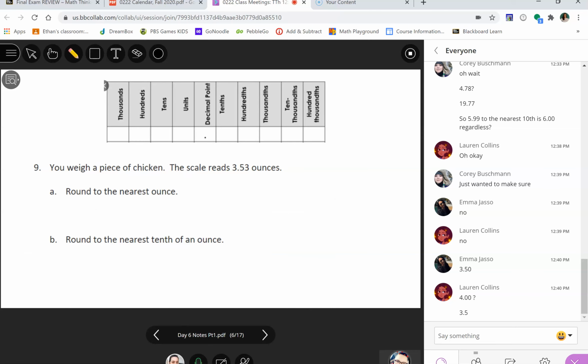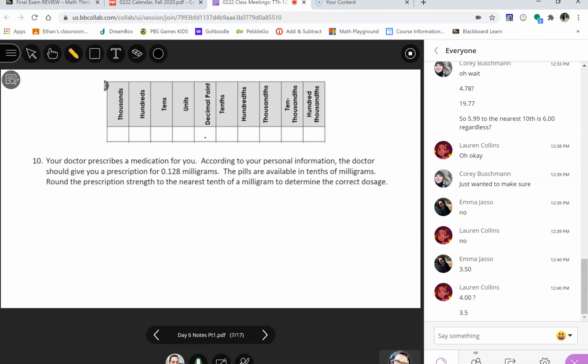Okay, I'm going to have you try another one here in a word problem. It says your doctor prescribes a medication for you. According to your personal information, the doctor should give you a prescription for 0.128 milligrams. The pills are available in tenths of milligrams. Round the prescription strength to the nearest tenth of a milligram to determine the correct dosage. So I'm going to go ahead and give you a minute. So the nearest tenth of a milligram. Okay, go ahead and type your answers on the screen.